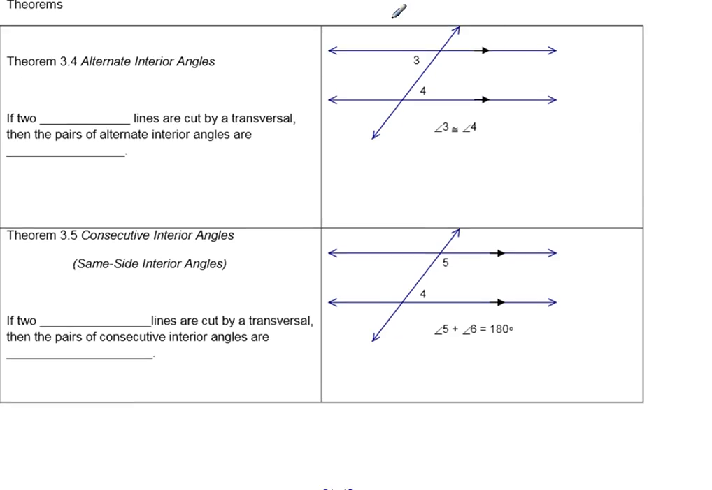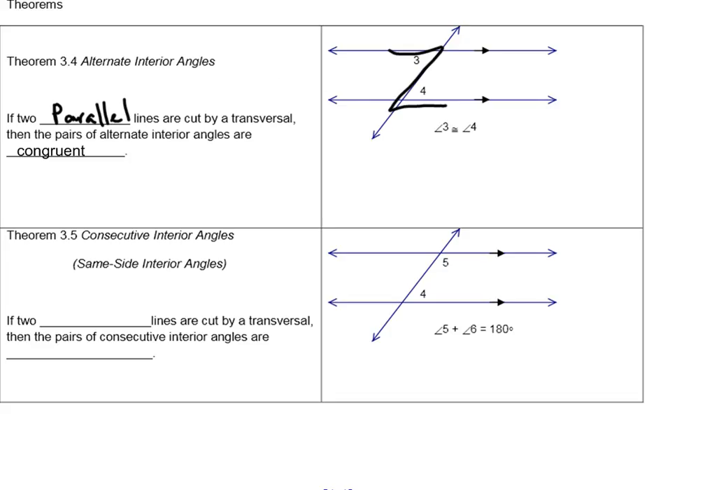If you have two parallel lines cut by a transversal and you have alternate interior angles, so you have that Z, if the two lines are parallel, then alternate interior angles are going to be congruent.